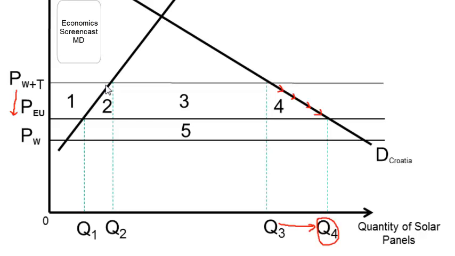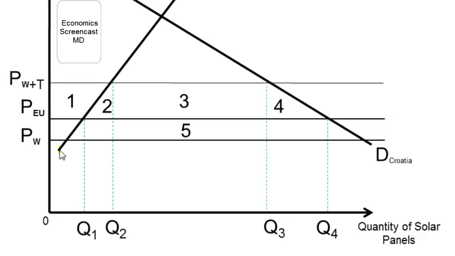There is also a contraction of supply in the Croatian market. Domestic producers at the lower price will be less willing and able to produce solar panels, so there'll be a contraction and therefore a reduction of domestic supply of solar panels by Croatian producers from Q2 to Q1. Imports increase from Q3 minus Q2 quantity to Q4 minus Q1, and trade is diverted from the world producer to the EU producer.